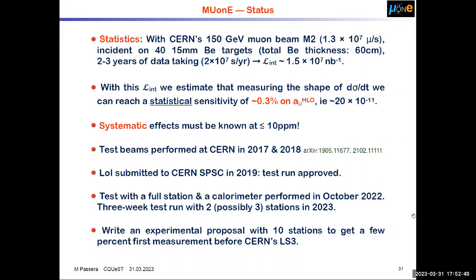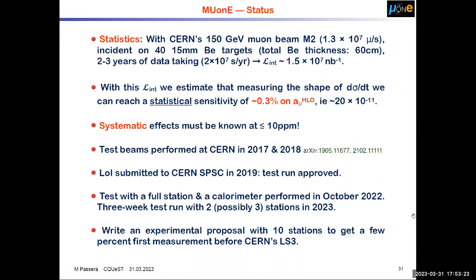10 stations would allow a measurement which is not competitive with BMW, the lattice, or the dispersive, because it will not be sub-percent. It would probably be a few percent. But honestly, it doesn't matter, because this would be a proof of principle that you can do a completely independent measurement with a completely independent technique at the level of a few percent. If we manage to do that, then it's a matter of time.